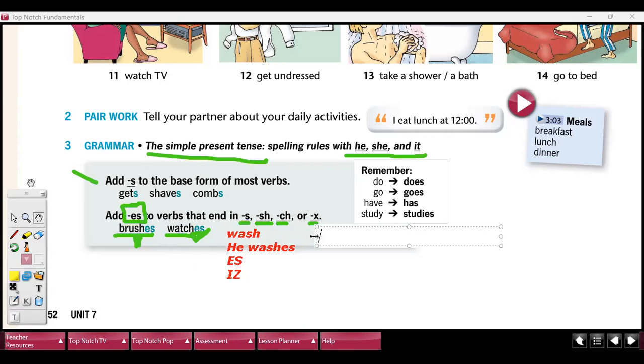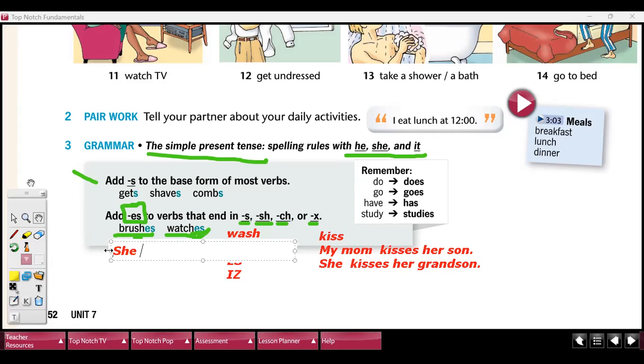What else? Vamos a ver, sigamos otro ejemplo. For example, the verb kiss. El verbo besar. Termina en S, o doble S. Kiss. Let's say, my mom. Es decir, she, ¿verdad? My mom kisses her son, for example. She kisses her granddaughter, let's say, or her grandson. Okay, so she kisses, he washes, or see, she brushes. Let me see, lo pongo por acá. She brushes her teeth. Ella cepilla sus dientes.